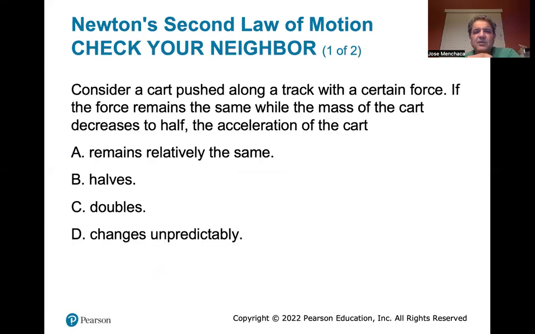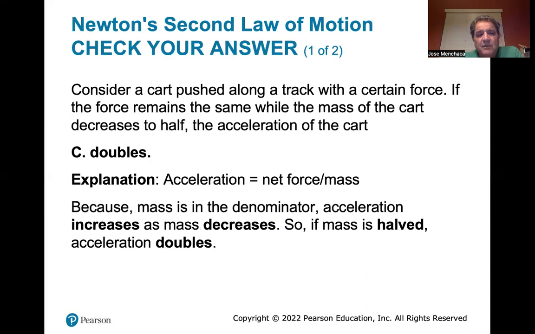Okay, let's see. Consider a cart pushed along a track with a certain force. If the force remains the same while the mass of the cart decreases to half, the acceleration of the cart: does it remain relatively the same, does it halve, does it double, or does it change unpredictably? Well, remember, the mass is in the denominator. So if the mass decreases, the acceleration has to increase. So if it decreases by half, it has to double. It doubles.